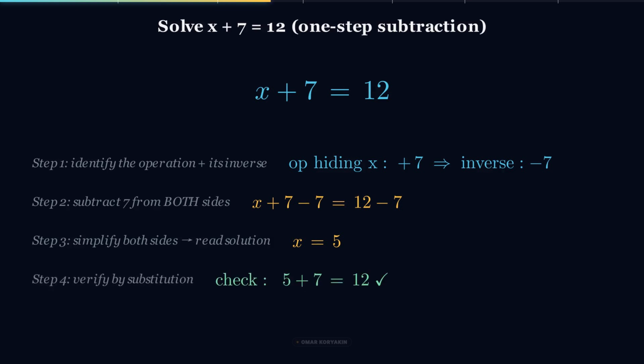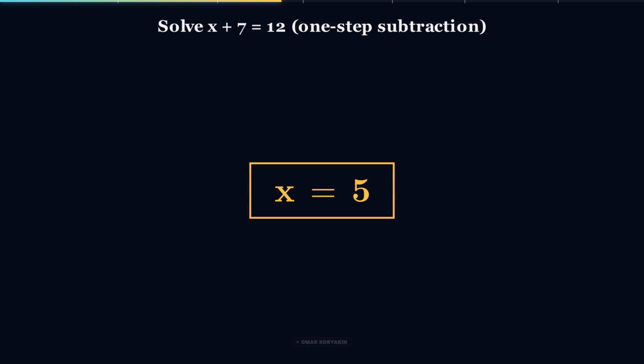Step 4. Verify by substitution. Plug x equals 5 back into the original equation. 5 plus 7 equals 12. Both sides do equal 12, so the solution is verified. The verification step is fast and catches almost every solving error, so always include it. So the solution is x equals 5.